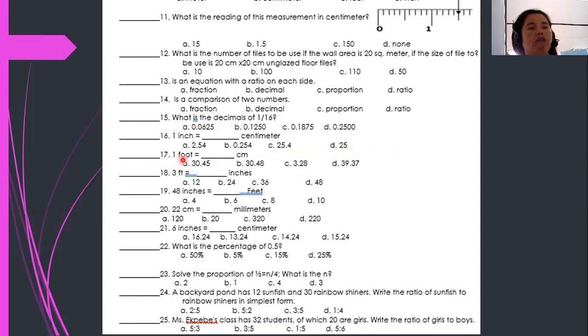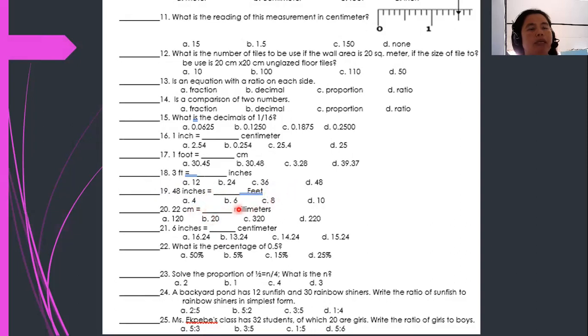17. 1 foot is equivalent to how many centimeters? A, 30.45. B, 30.48. C, 3.28. D, 39.37. 18. 3 feet is equivalent to how many inches? A, 12. B, 24. C, 36. D, 48. 19. 48 inches is equivalent to how many feet?